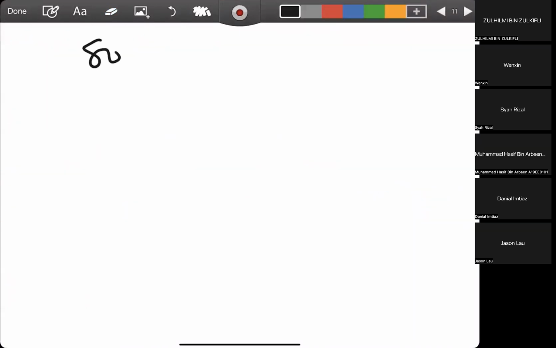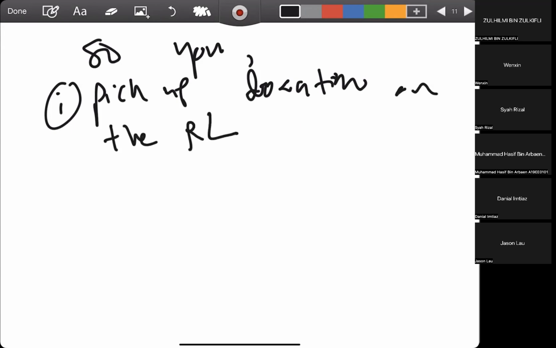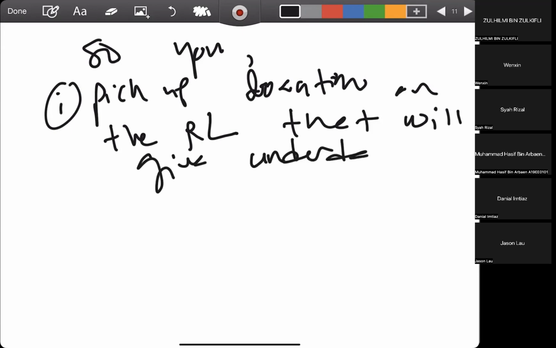Not really. So you pick up a location on the root locus that will give the damped response.